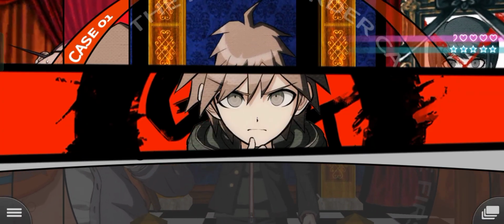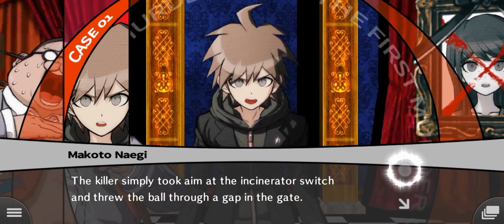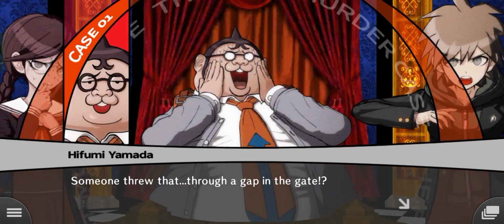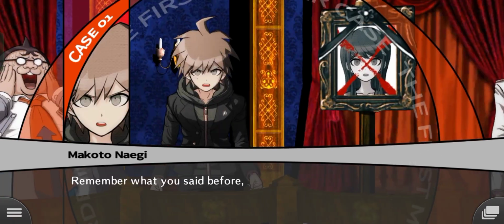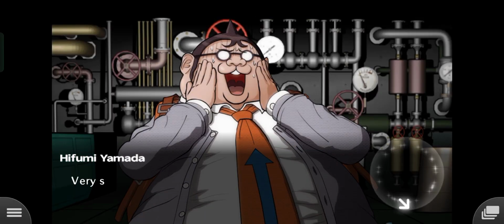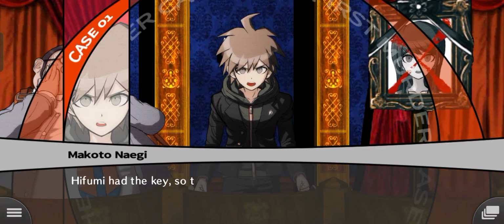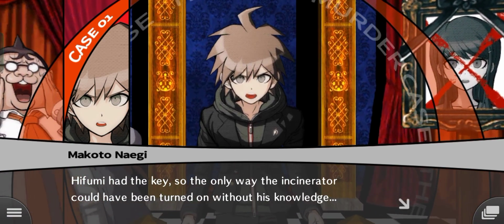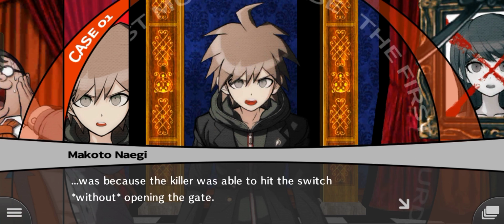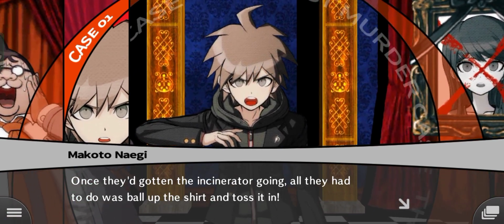I got it! The killer simply took aim at the incinerator switch and threw the ball through a gap in the gate. All they had to do was hit that switch, and the incinerator would come to life. Someone threw that through a gap in the gate? Remember what you said before, Hifumi? Hifumi had the key, so the only way the incinerator could have been turned on without his knowledge was because the killer was able to hit the switch without opening the gate. Once they got the incinerator going, all they had to do was ball up the shirt and toss it in.